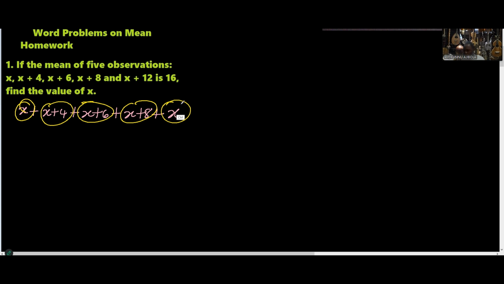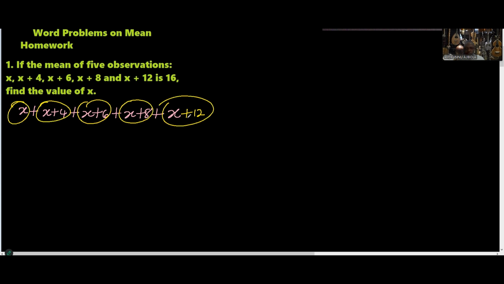Okay, the last one is x plus 12. So these are the observations. One, two, three, four, 5, right? Yes. So you have to add up all of them and divide by 5 because there are 5 observations in order to get 16. Is that clear?